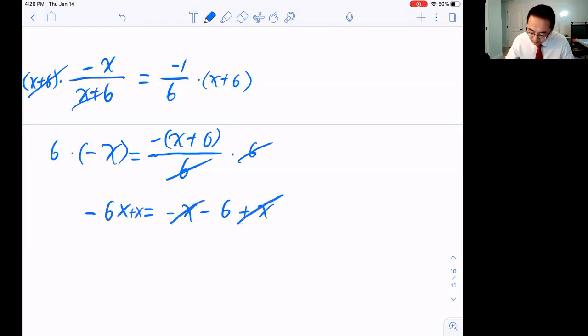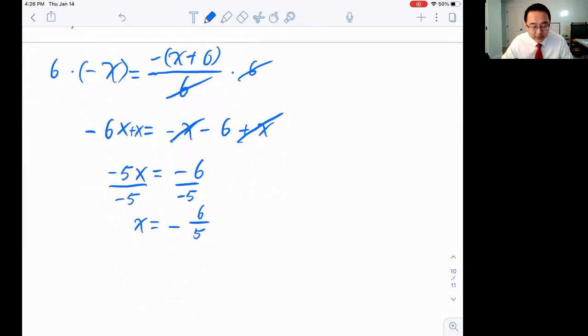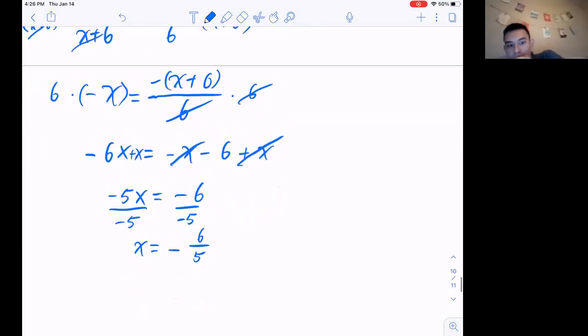Then again, on the right-hand side, -x and +x cancel out. On the left-hand side, -x plus x is -5x. That equals -6. Divide both sides by -5. You get x equals -6/6. Is that what you got? It would be positive, wouldn't it? Oh, right. Sorry, it's not negative. Yeah, negative divided by negative is positive. Thank you for correcting that.